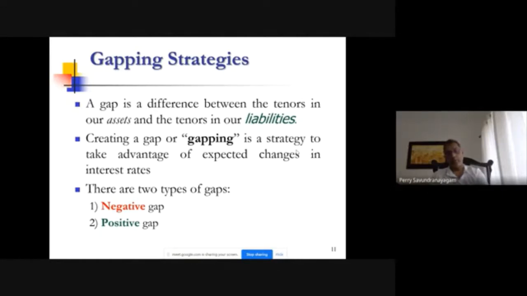Now, the second point here says creating a gap strategy to take advantage of expected change in interest rates. So what does that mean? I already touched on it a bit. What do you mean by that? Creating a gapping strategy to take advantage of expected changes in interest rates. What does it mean? Take one step at a time. So what does it mean when you create a gapping strategy?